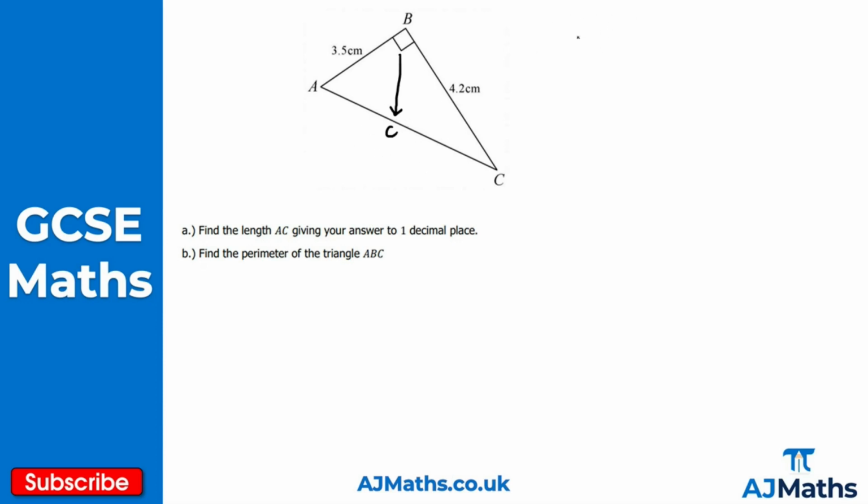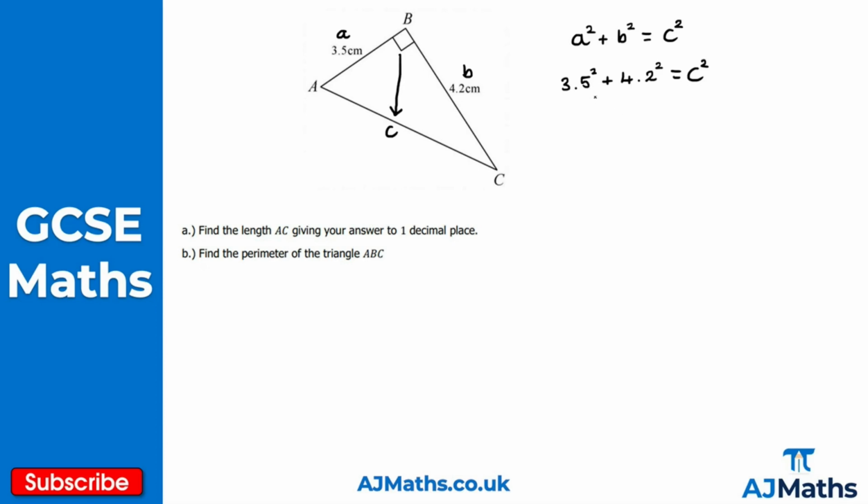Let's just state the formula that we need: A squared plus B squared is equal to C squared. It doesn't matter which of these we label as A and which as B. I'm just going to call this A and this B, but it wouldn't matter if you labeled this as B and this as A. A is 3.5, so we do 3.5 squared, plus B squared, which is 4.2 squared, and that's equal to C squared.